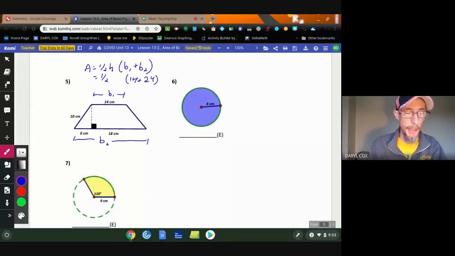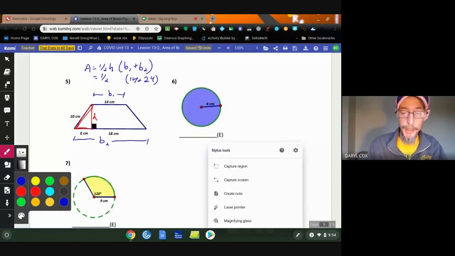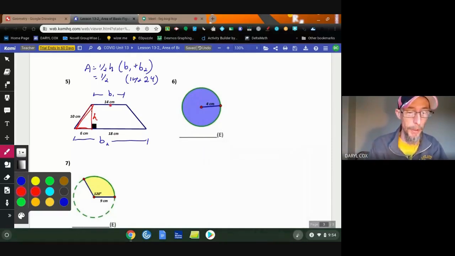Now we need the height. Again, here's my height. It makes that right angle, but it also makes my right triangle. In fact, sometimes you'll see some of these problems where instead of putting the height there, they'll put it right in the middle here. All you got to do is move that height over and make your own triangle. So don't be afraid. If they put that there, slide it over.